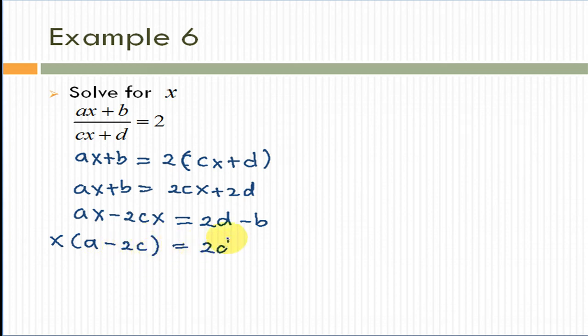equals 2d minus b. Therefore, we can get x by itself by dividing both sides of the equation by a minus 2c. So x equals 2d minus b divided by a minus 2c.